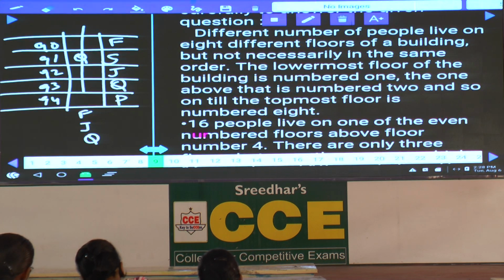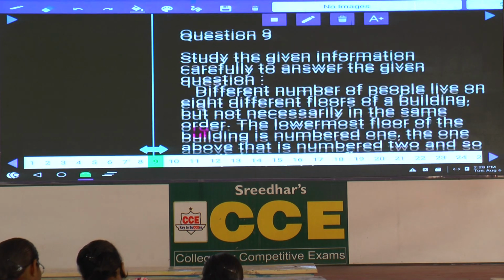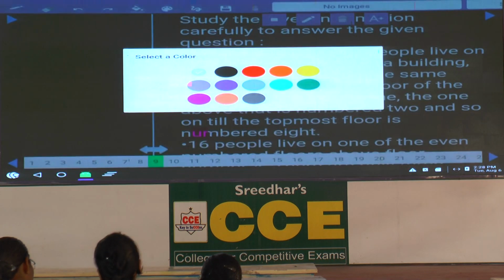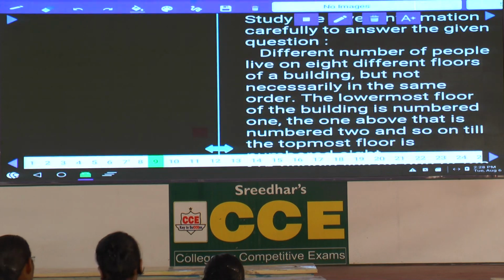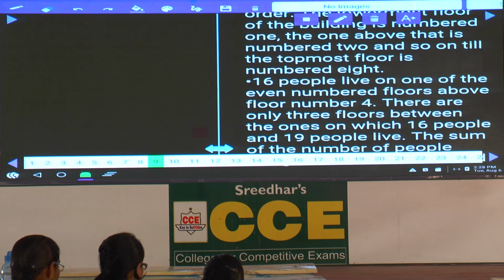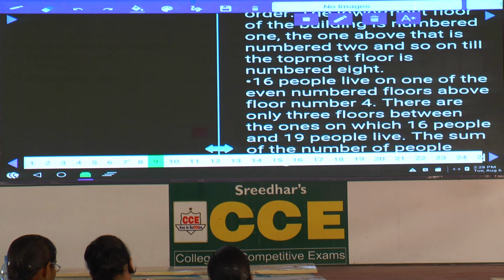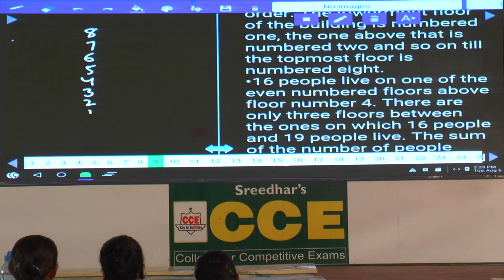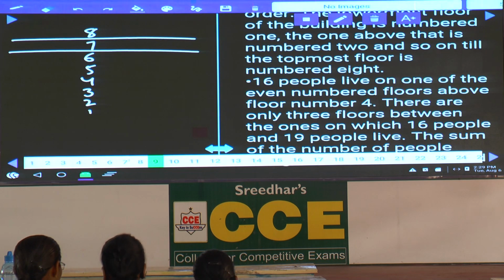Then question numbers 9 to 13. Now in this 9 to 13, different numbers of people live on 8 different floors of a building. Now it is based on floor arrangement, but not necessarily in the same order. The lowermost floor of the building is number 1. The one above that is number 2 and so on. The topmost floor is number 8. And in total, how many floors do we have? We have 8 floors: 8, 7, 6, 5, 4, 3, 2, and 1. Hence, first we need to represent the data like this, 8 to 1.